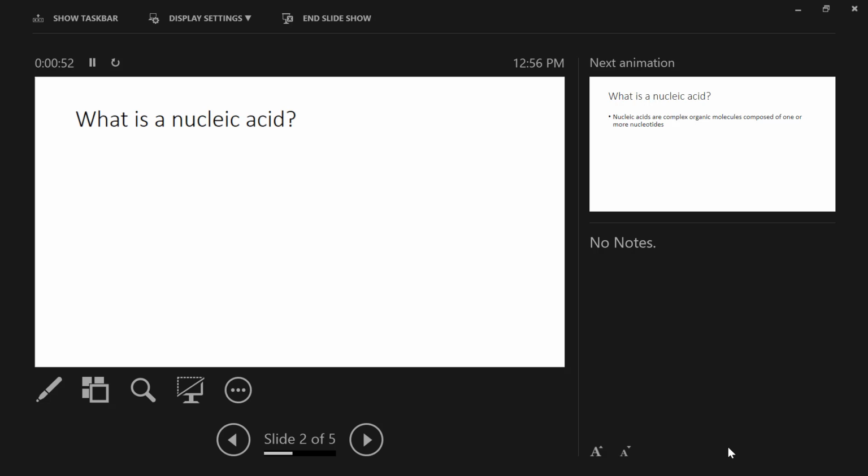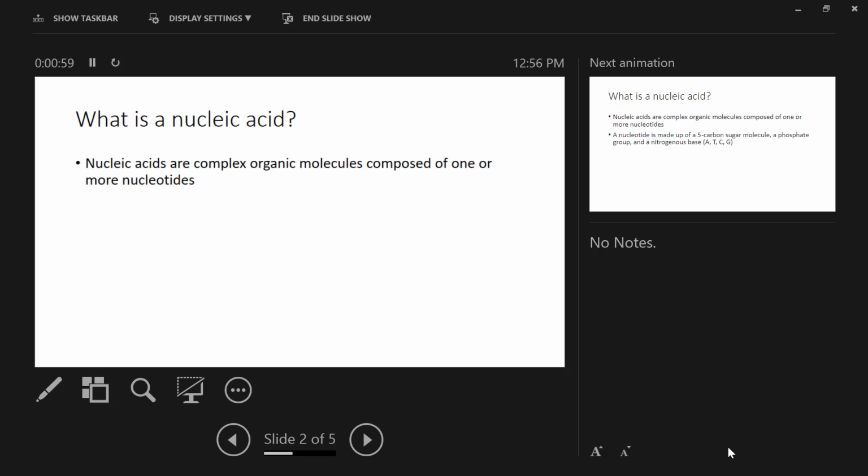Now, the most concise way to define this, which is going to seem strange to you because it's actually a long definition, is as follows. Nucleic acids are complex organic molecules composed of one or more nucleotides.